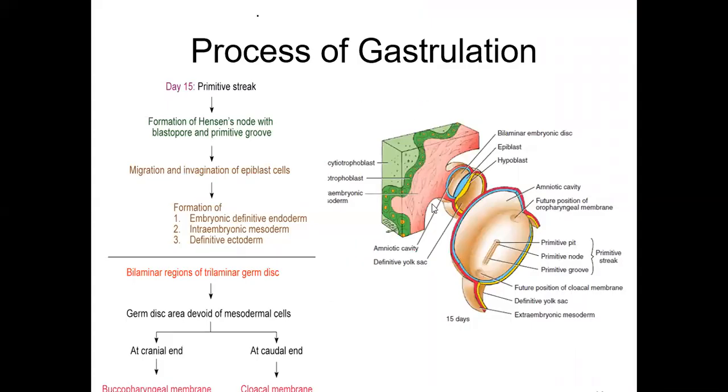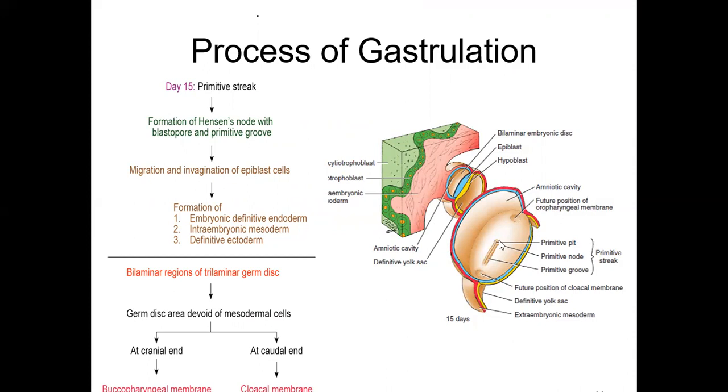So this is a summary to tell you the process of gastrulation. Firstly, by oriented cell migration, cell division, convergent extension, and the process of delamination, there is a formation of the primitive streak, which is induced by a Kohler sickle at the caudal end. This one is the caudal end because here is the cloacal membrane.